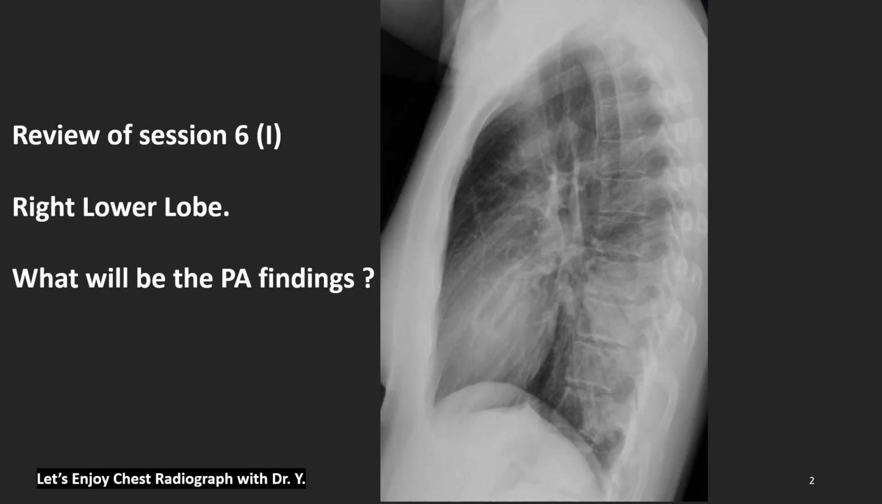This is a review of session 6, Silhouette Sign. This film is, as we see, a left lateral film. The lesion is at the right lower lobe. What will be the PA film findings? Let's imagine.